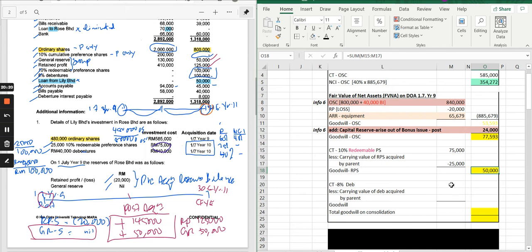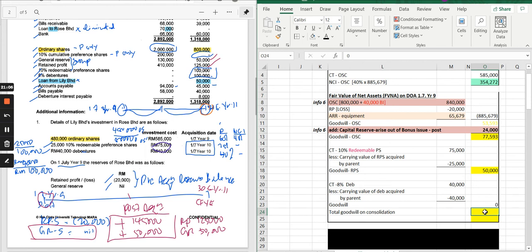Now, the second one is for you to calculate the goodwill for the debenture, if there is any, right? So if you look, the debenture, the cost of investment is 40,000. And the carrying value of the debenture acquired was also the same amount here, 40,000. You do not acquire all. Unless you acquire all, you will take exactly all 100,000 here. None. So therefore, the goodwill is nil, no goodwill, right? Because if you just do the calculation, you will see that there is no goodwill. So I put here 0.